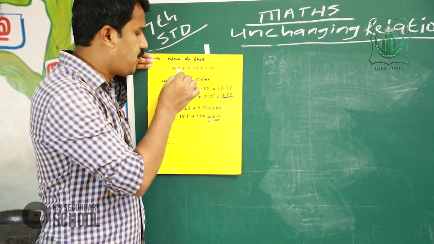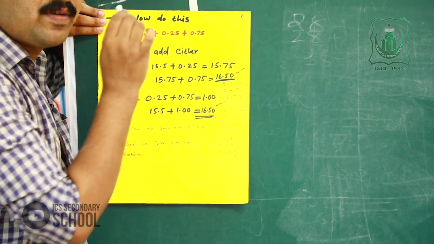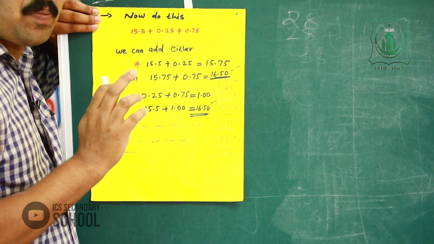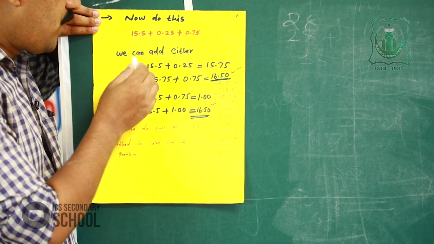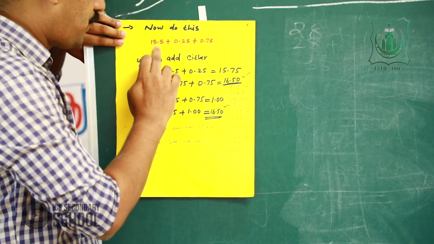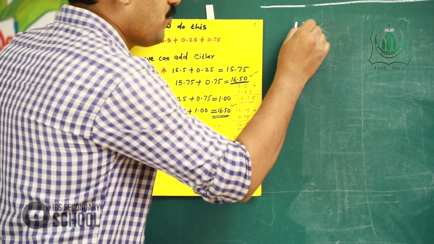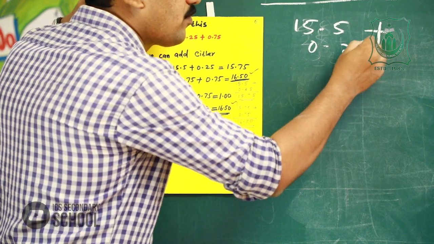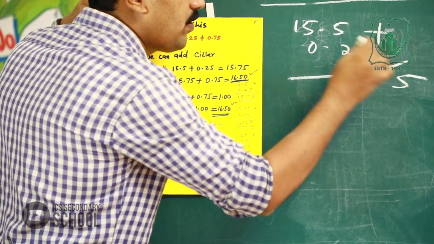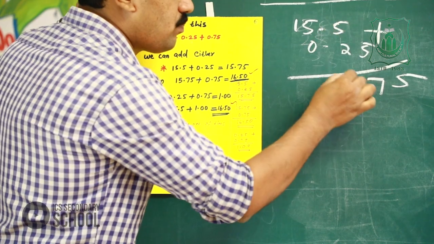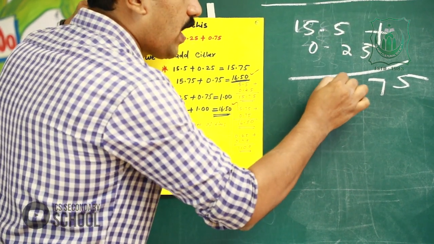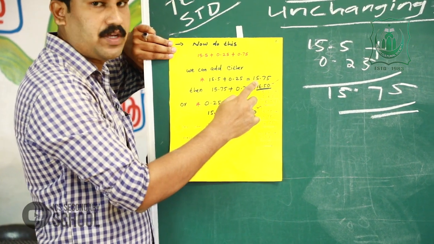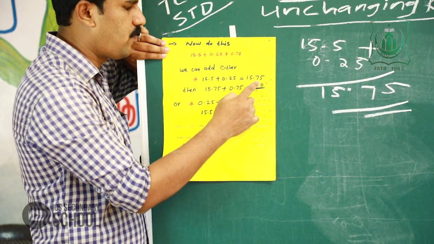First we can add 15.5 plus 0.25. Then we add the answer to the last number, that is 0.75. 15.5 plus 0.25, we got the answer: 5 plus 2, 7; 0.5 plus 0, 5; then 1. So 15.75, we got the answer 15.75.